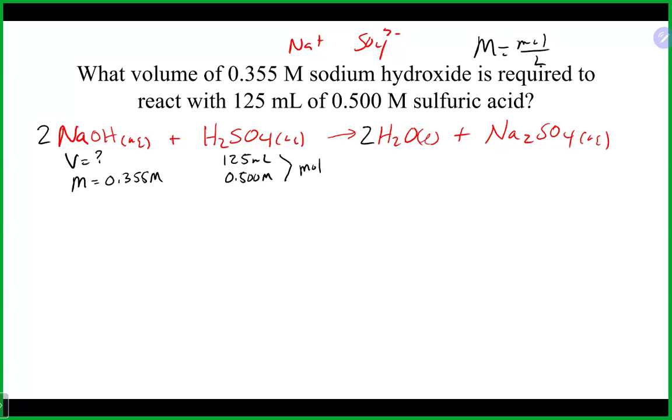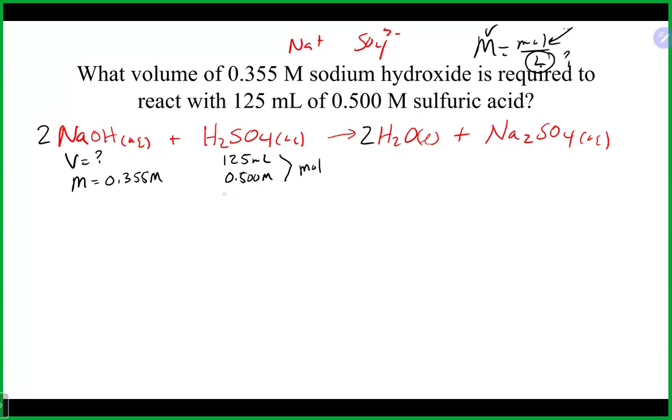And if we look at the sodium hydroxide in terms of what we're trying to get to, we are trying to solve for the volume. We already have the molarity. So for the sodium hydroxide, we are missing the moles of it. And that is really where, again, the stoichiometry is going to come into play. It's going to allow us to use stoichiometry to figure out the moles of sodium hydroxide, and that will allow us to ultimately get to the volume. So the goal here is we've got to get to moles of sodium hydroxide.